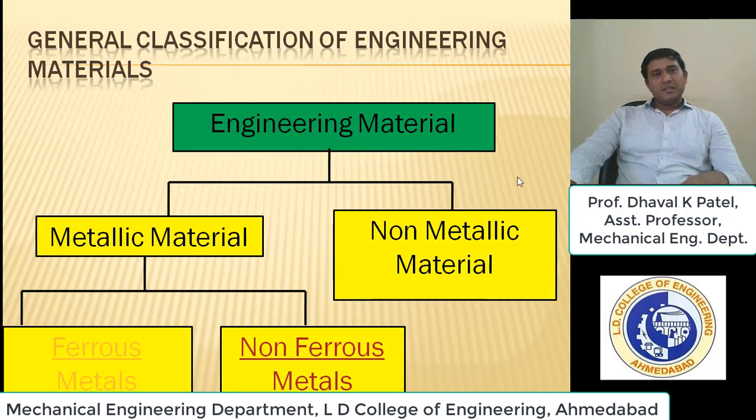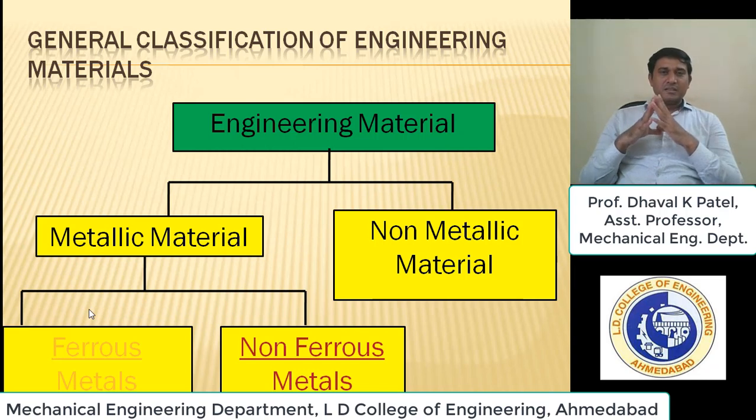Now, according to some matters, we can classify the materials. That is nothing but metallic materials and non-metallic materials. Metallic materials can further be classified as ferrous materials and non-ferrous materials. Metallic means that particular material has the presence of metallic elements. Friends, you are aware of the periodic table, inside which almost all metallic materials are present, right?